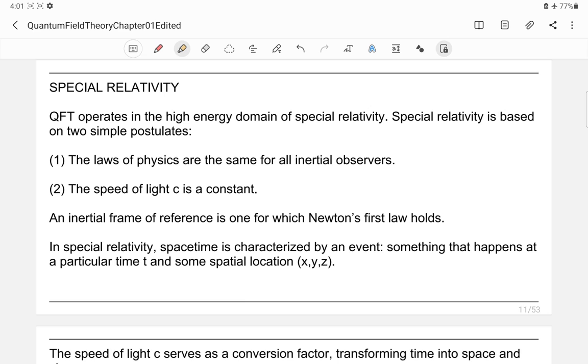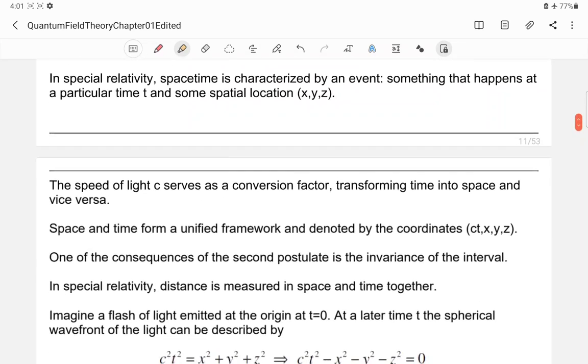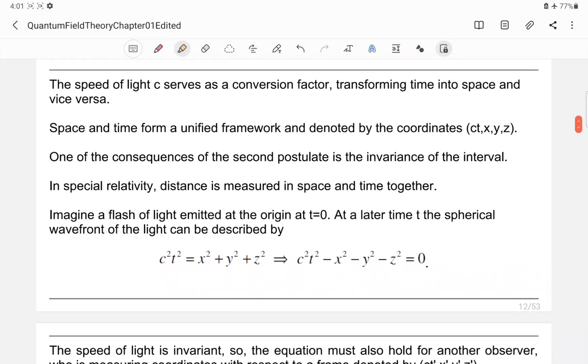In special relativity also, a space-time is characterized by an event, something that happens at a particular time at some spatial location, x, y, z in general. The speed of light serves as a conversion factor, transforming time into space or space into time. Space and time form a unified framework and are denoted by the coordinates ct, x, y, z.